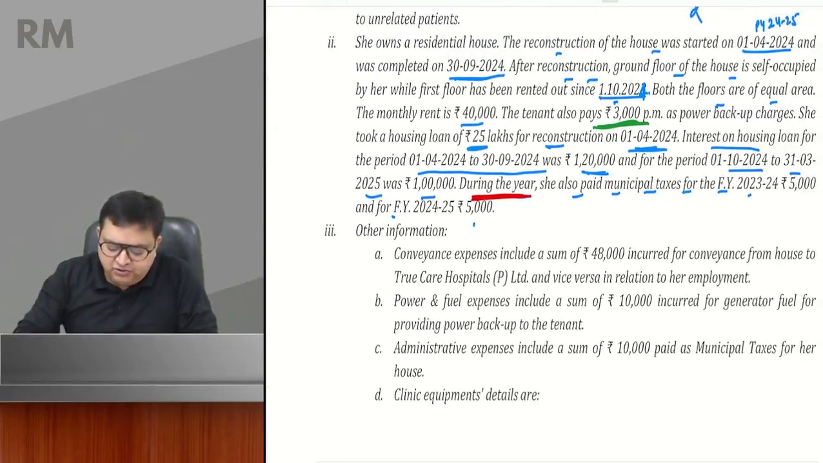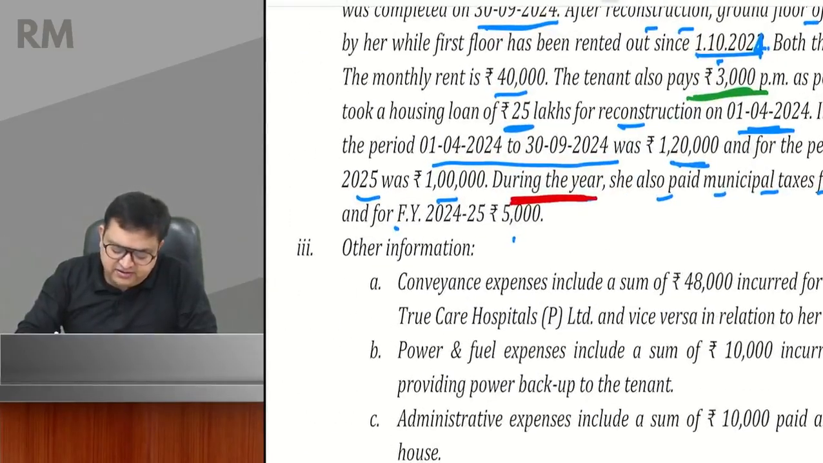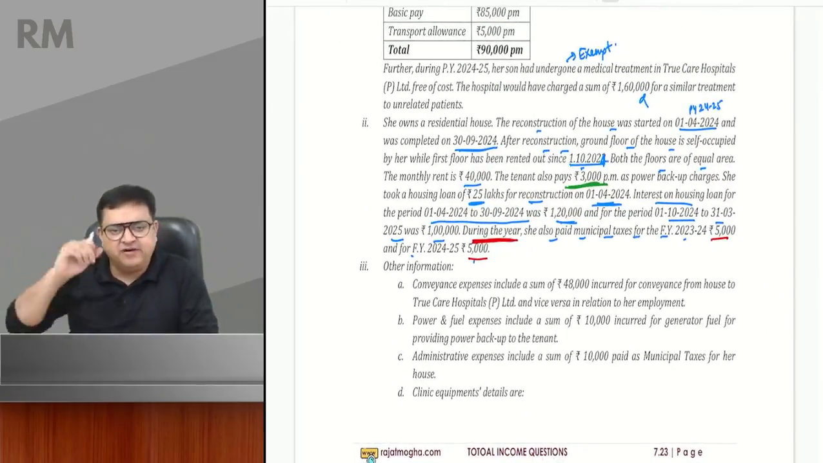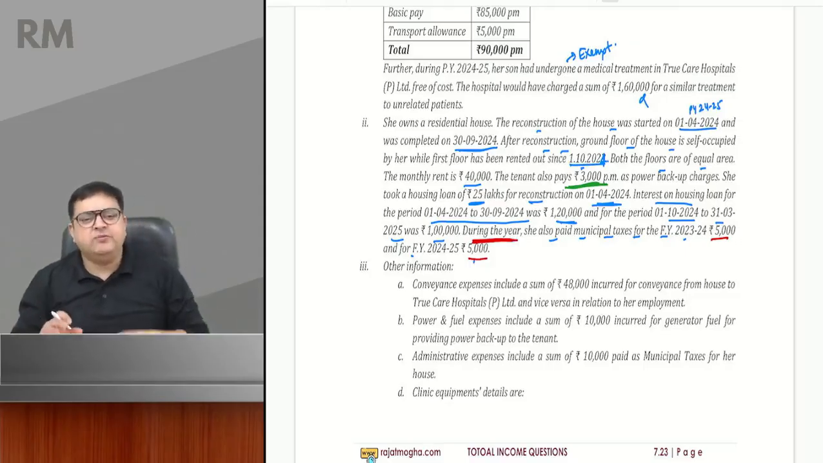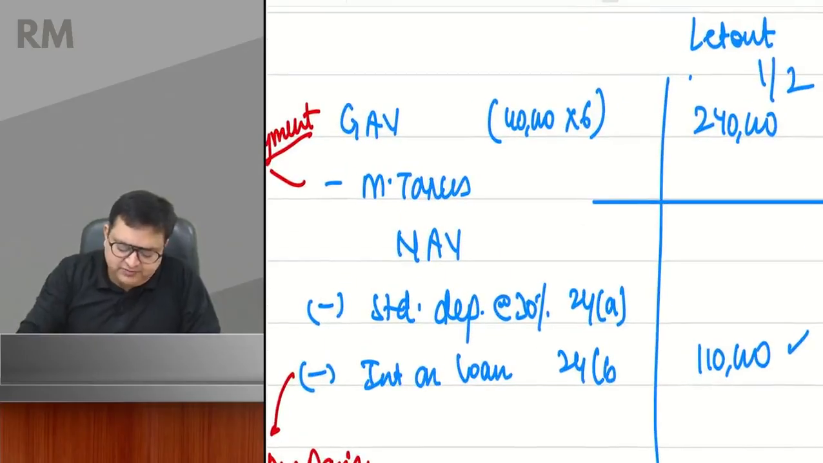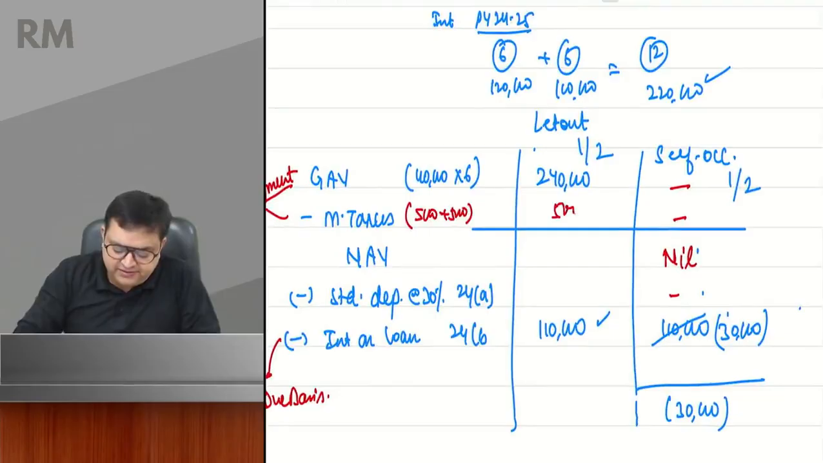During the year, she also paid municipal taxes for the year 23-24, 5,000, and 24-25, 5,000. So 5,000 of last year, 5,000 of this year, we have paid in this year only. So obviously the total is 10,000 rupees. Everybody agree? So whatever is paid during the year, we will take it. So 10,000 would be allowed, but 10,000 is for the entire house. Municipal taxes are 5,000 for last year, 5,000 for this year, 10,000. And we'll give half. So 5,000 here, 5,000 there, I can't give because it's self-occupied.